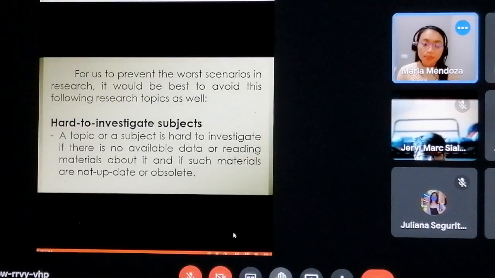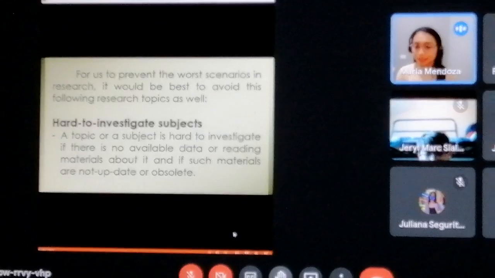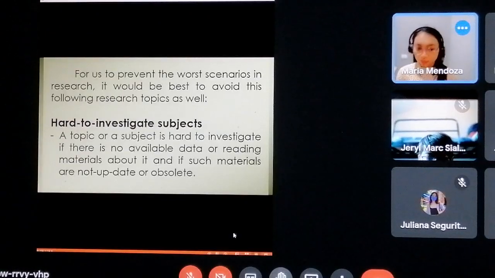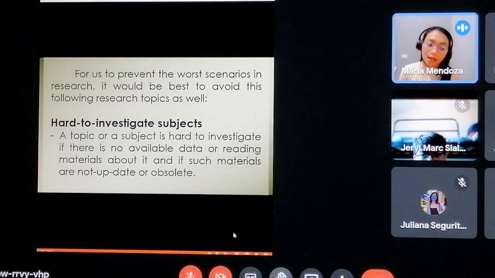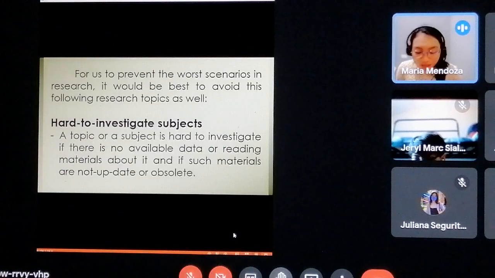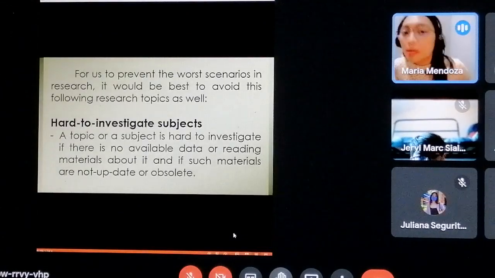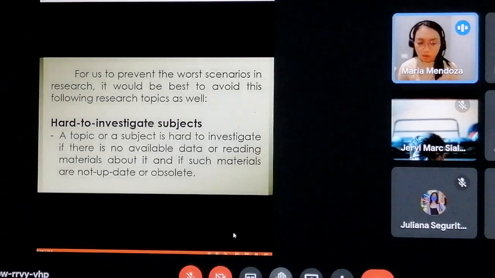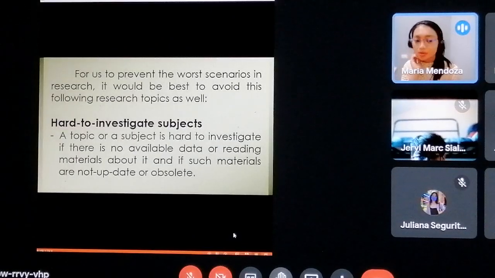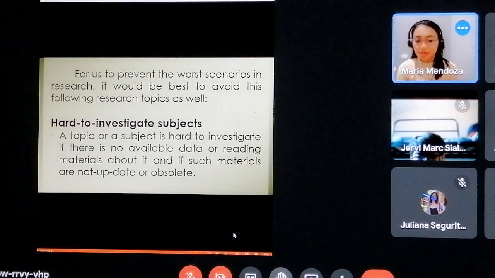And of course, it is hard to find people who can help you to have an in-depth analysis of such. So, materials are not up to date or obsolete. It means it is difficult to gather information because these are happenings or phenomena that happened a long time ago. So they are considered hard to investigate subjects.